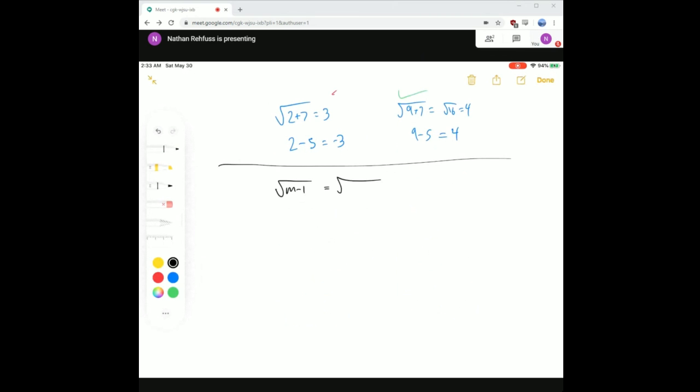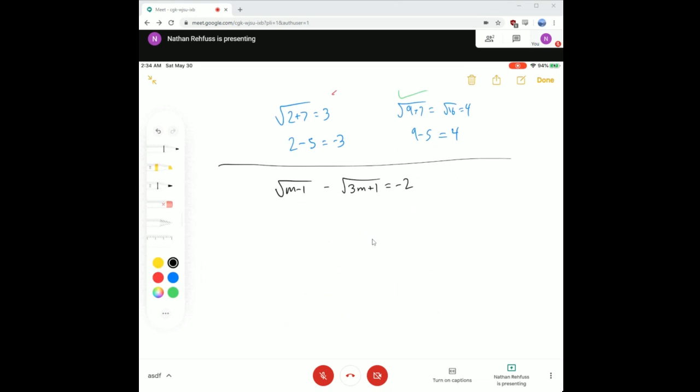Oh, whoops. Want to make sure I copy this one correctly. When I copy the problems down wrong from my notes, then sometimes the solutions are not what I intend. So here I've got 2 radicals, and that's a problem.